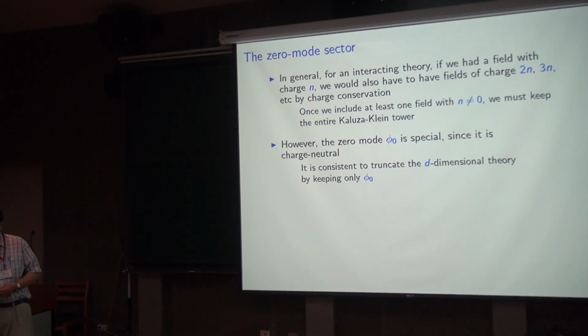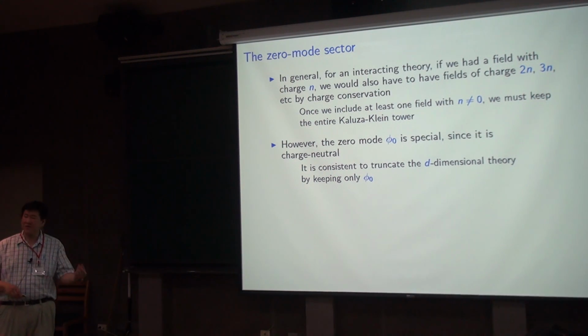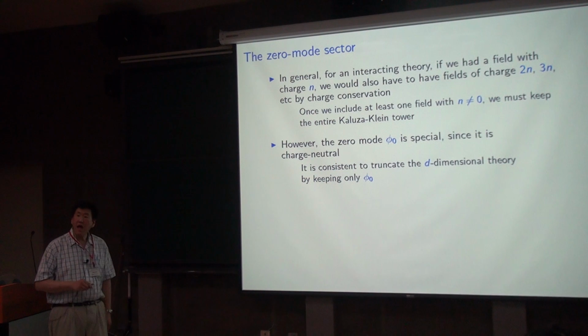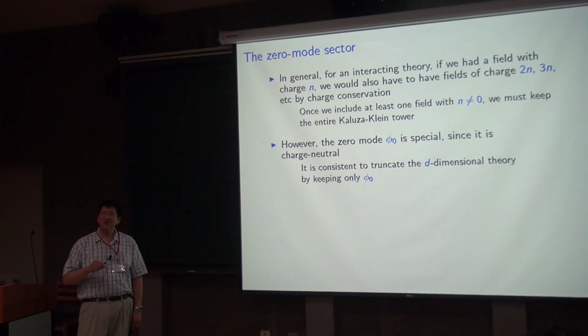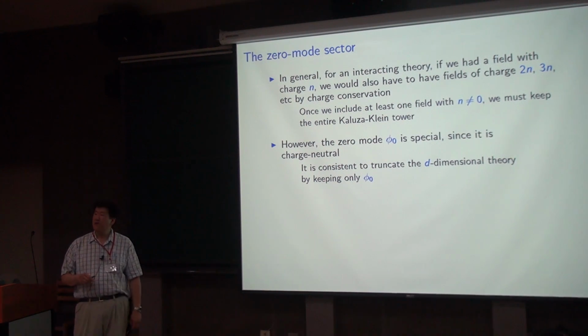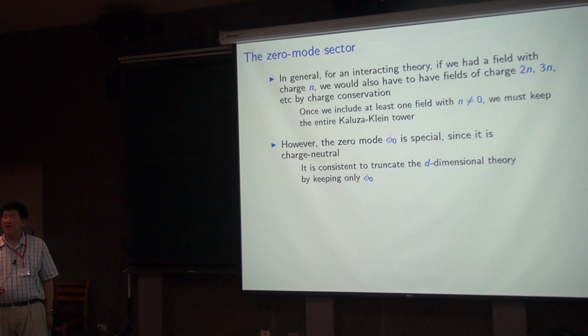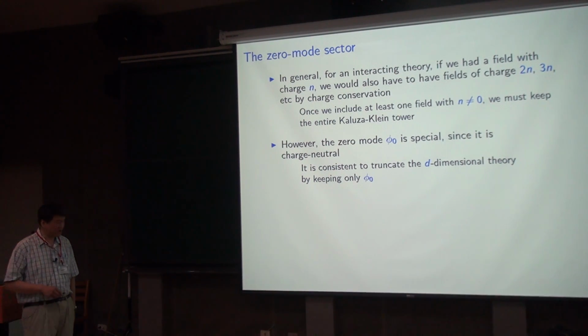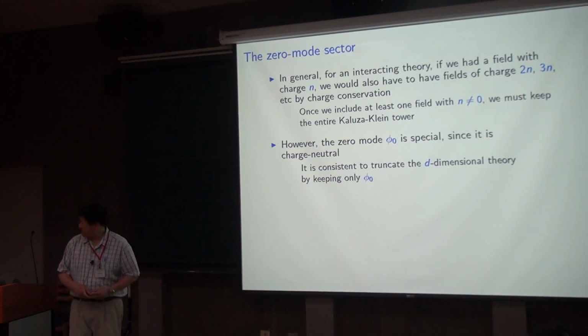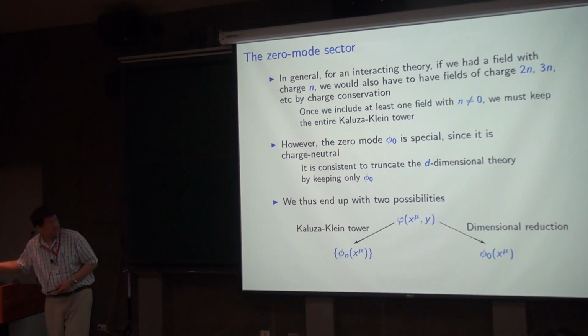There's an exception to that. If I only keep the zero mode, which is the one without any internal momentum, zero charge interacting with zero charge gives you zero charge. It forms a sort of subsector of the theory. So it's consistent to have all neutral particles in the theory and just truncate or throw away all the massive particles, or all the charged particles as well. So this gives a bit of a dichotomy.